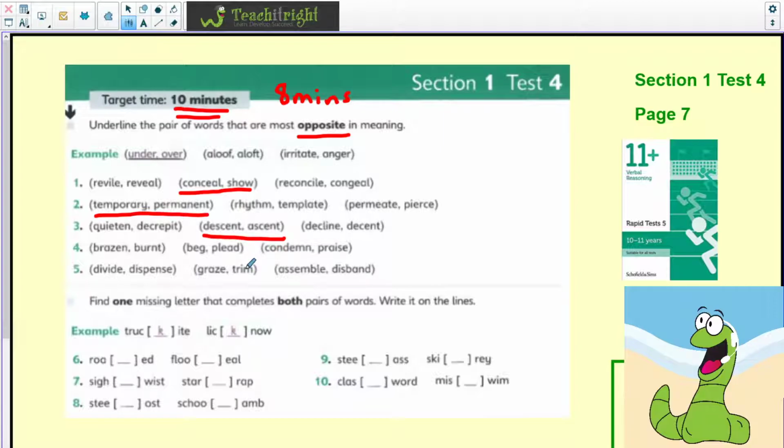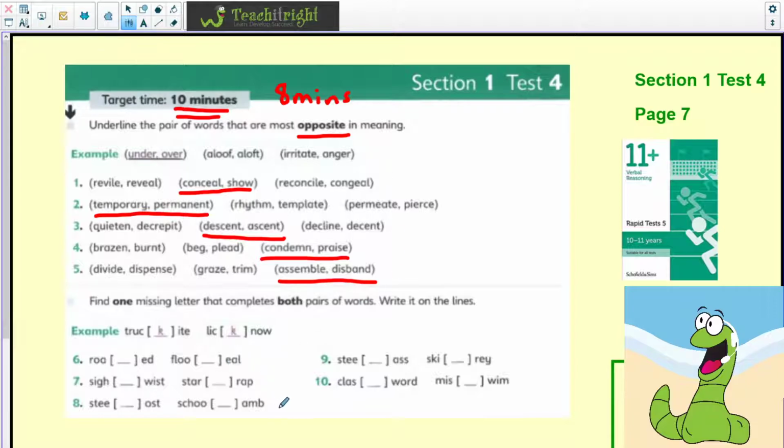And then number 4, we've got condemn and praise. I've had that word a few times over the last few weeks, condemn. Condemn is when you aren't very complimentary, whereas when you praise someone, you're saying, yes, you've done that well. Number 5, we've got assemble and disband. Assemble, you put it together. Disband, you take it apart. Often talk about pop groups disbanding, in other words, coming apart and doing their own thing.